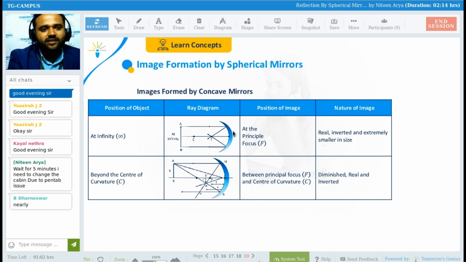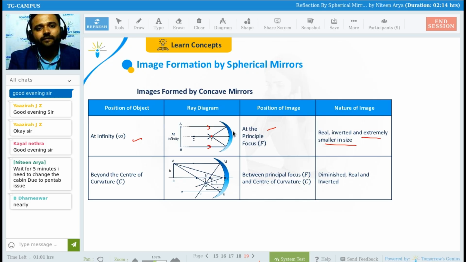So at infinity, as you can see, that is very important. At infinity means if you are going to see the image of the sun. Why do we take the sun as infinity? Because from the earth, the sun is very far away. So we can say that it is at infinity. So whenever the object is situated at infinity, light rays come in parallel, and parallel light rays converge at the point of focus. So the image you're going to get at the principal focus is real, inverted, extremely small in size.